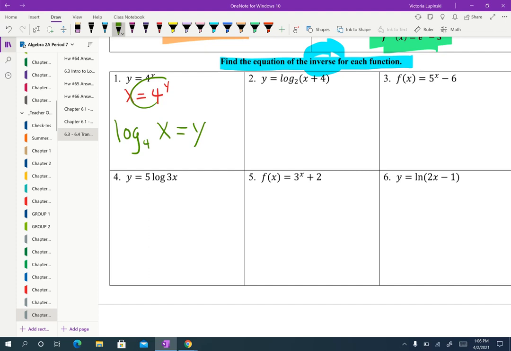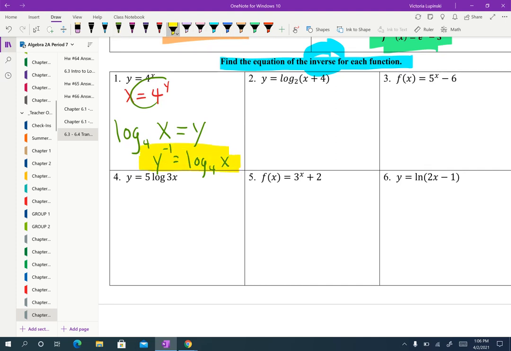And then normally we would call it f inverse. Because there was no f, you can just call it y inverse. And then I tend to prefer to write it on the left. So I could call that y inverse equals log base 4 of x. And that can go ahead and be my final answer.